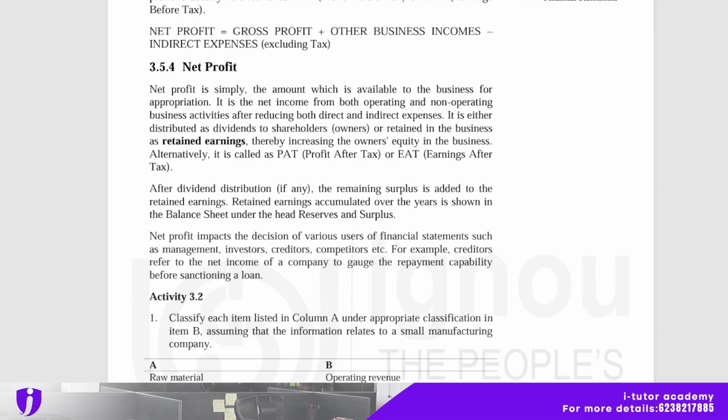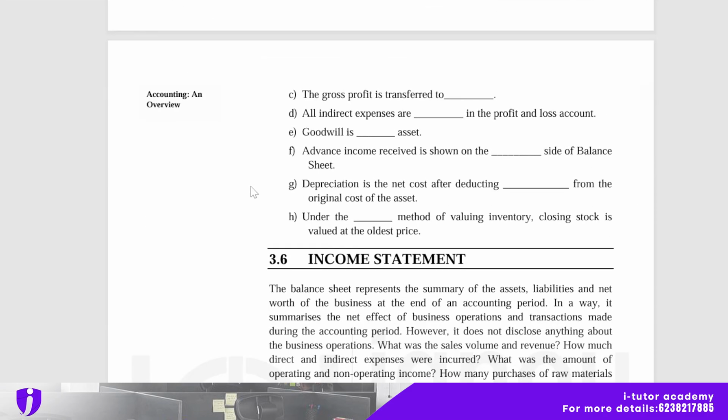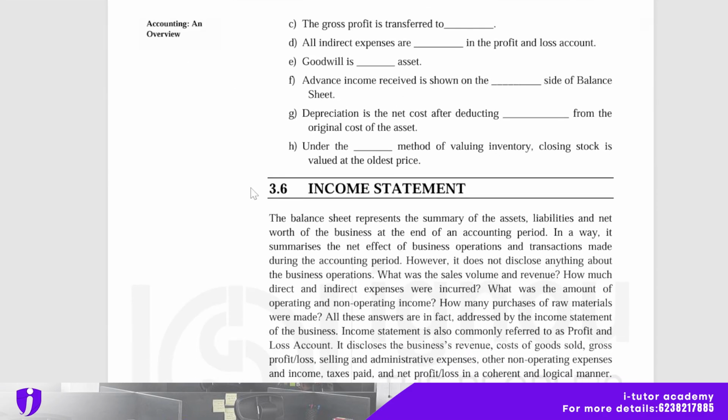And there is retained earnings also. And an activity is also there based on the topic. You just go through it. And the income statement is there.